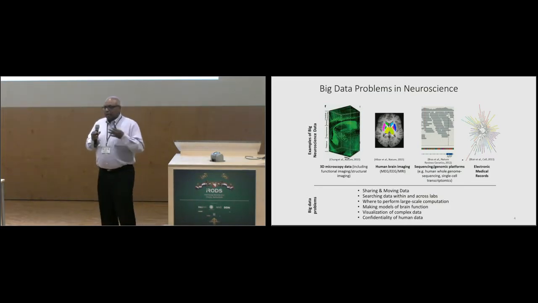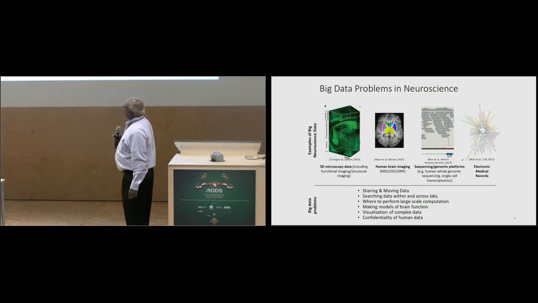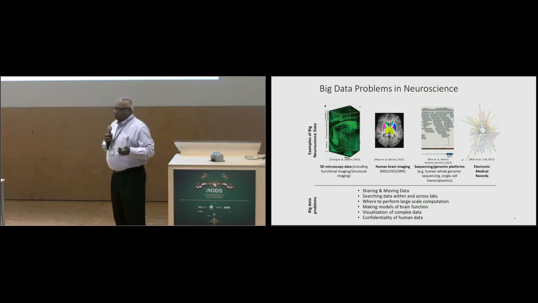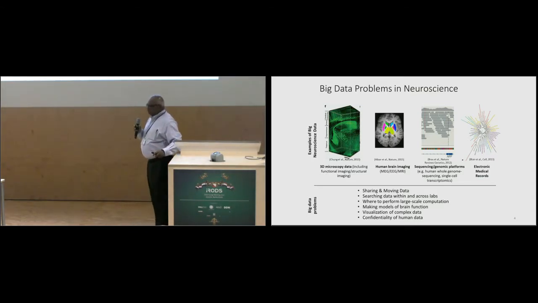And I think that article was probably the first time that this brain clearing and imaging technique was described. So some of the data problems you have with these types of images, and there's other imaging modalities, but I'm not going to talk about that. But some of the problems you have is that you want to be able to share and move this data, all the typical things we have been hearing, searching for data across labs, compute.